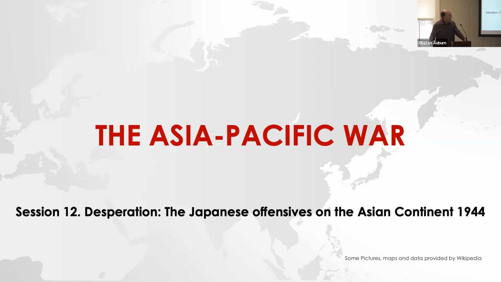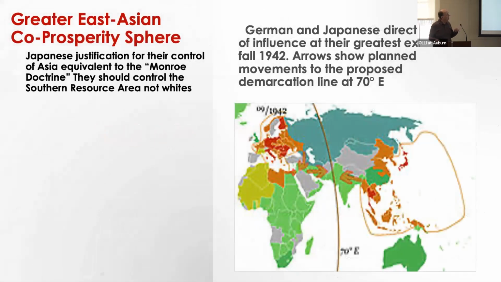Well, today we're looking at, once again, the Asia-Pacific War, and this is session 12, and I refer to this one as Desperation, the Japanese Offensives on the Asian Continent in 1944. Certainly, we're going to go back a little bit. We need to start a little before 44 to grasp what's going on at this point. We need to look at what the Japanese goal was in World War II. Their big goal was to create what they called the Greater East Asian Co-Prosperity Sphere.